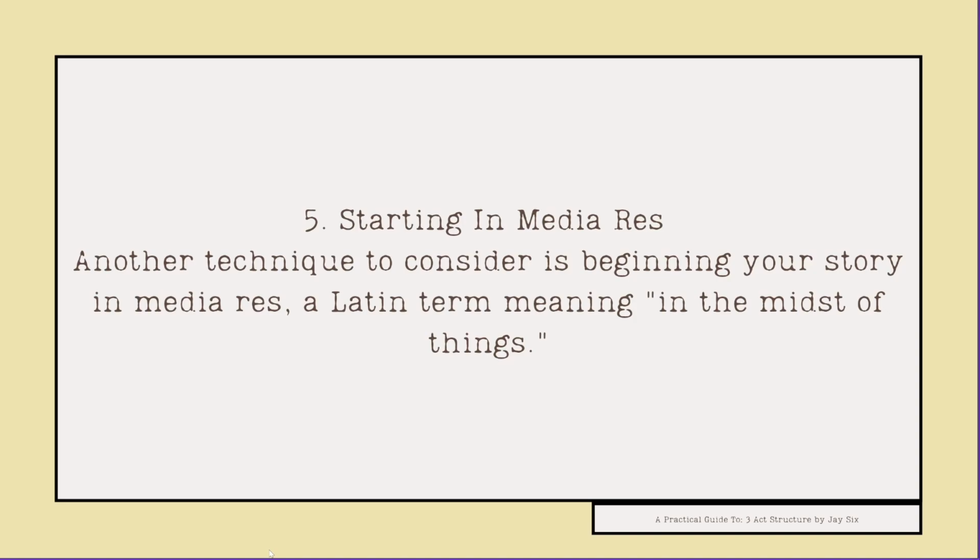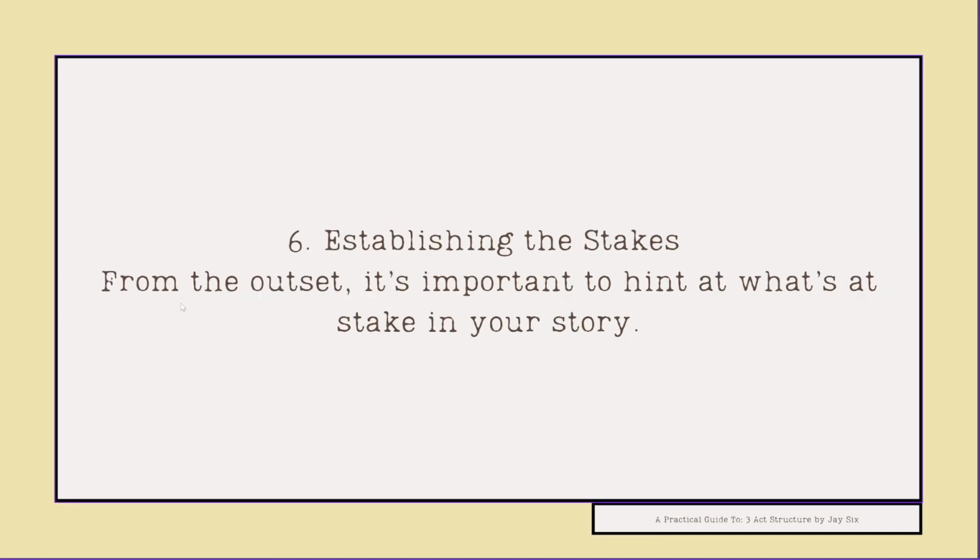We need to make sure that we're telling our story so that our readers are emotionally connecting to our characters. Establishing the stakes. From the outset, it's important to hint at what's at stake in your story. When we're talking about stakes, we're talking about, hey, if this person doesn't do this thing, here are the consequences. That's not to say that these consequences can't shift over the course of time.